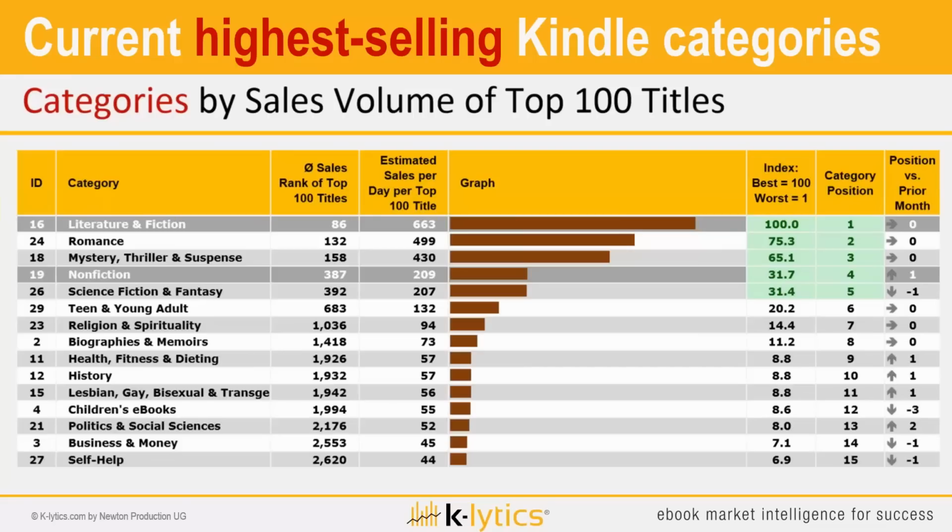Bigger than nonfiction, also dark gray. I call these umbrella categories. And then romance, mystery, thriller, suspense, sci-fi, they are the big ones. And actually, it's only this month that nonfiction briefly overtook or got on par with science fiction and fantasy, then teen and young adult, then religion and spirituality, and then you see it's getting much, much smaller.